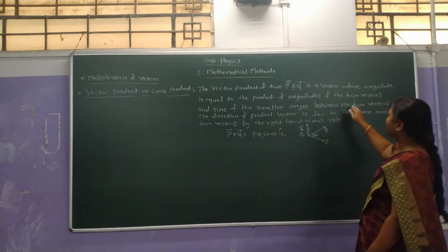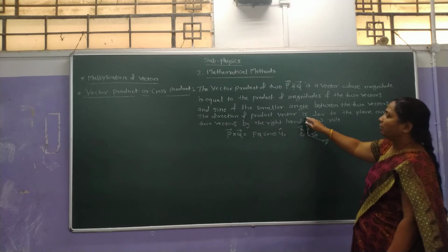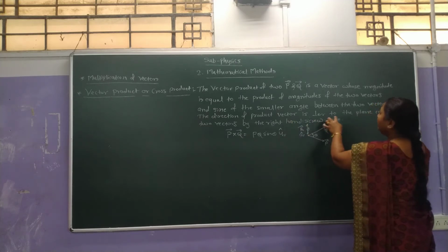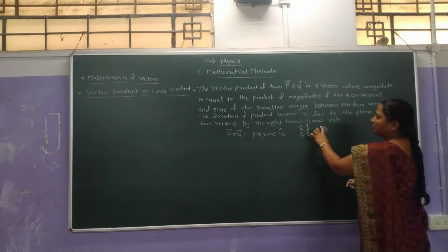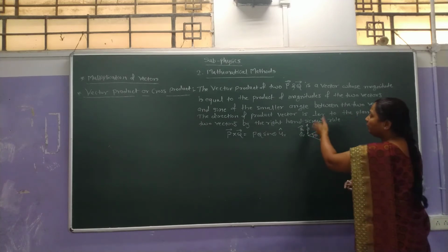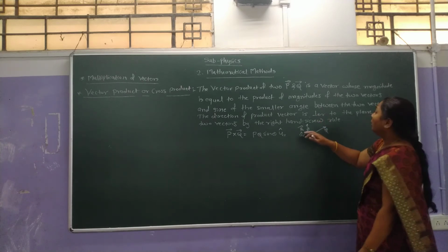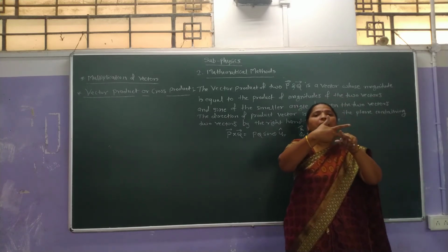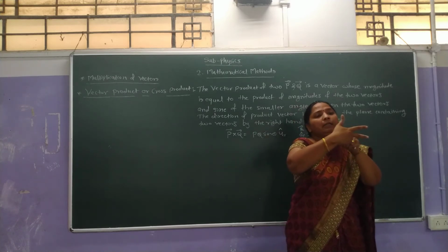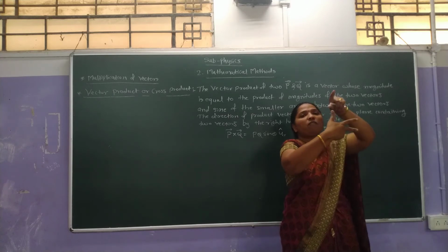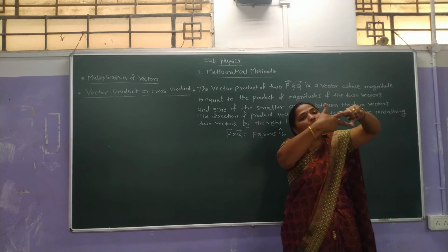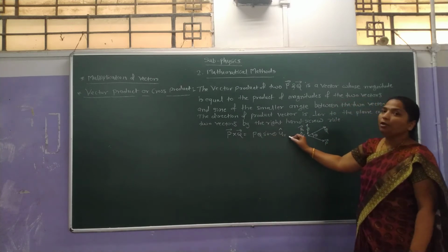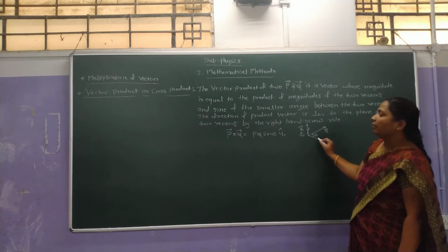The direction of the product vector is perpendicular to the plane containing the two vectors, given by the right hand screw rule. Suppose p vector and q vector make an angle theta, then their product vector is along the direction of the right hand rule. The third vector is perpendicular to the plane containing the two vectors. Therefore p cross q is equal to p q sine theta times the unit vector.